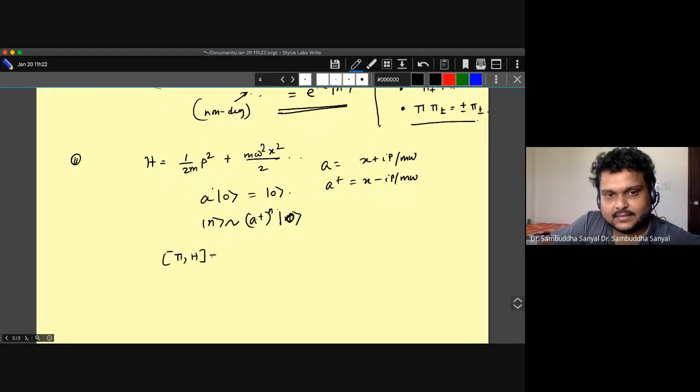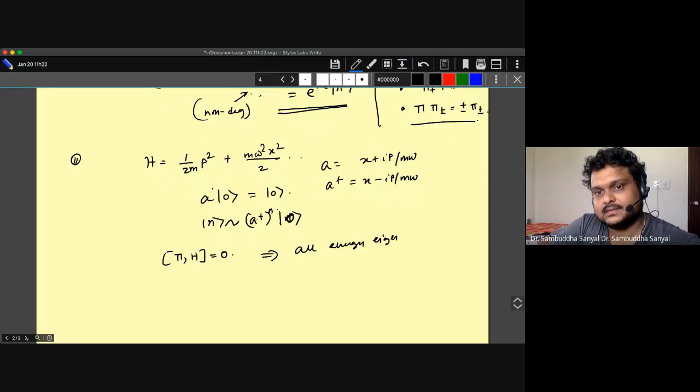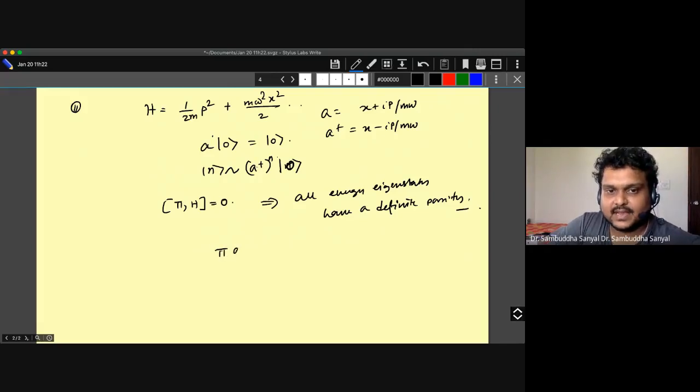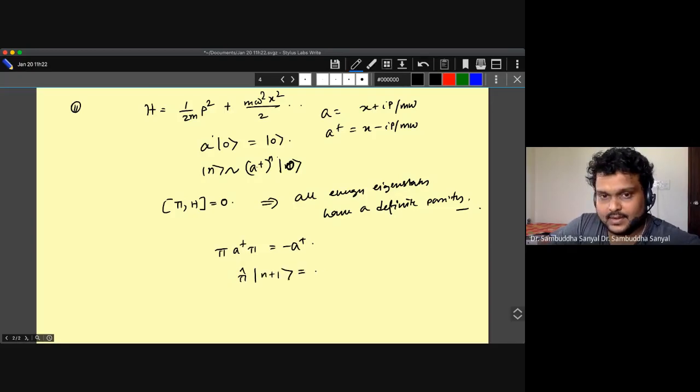pi commutes with H. So that means, because of this theorem, all energy eigenstates have a definite parity, and that means they are also parity eigenstates. It's easy to check, because I know that under pi, A dagger will become minus A dagger. But we also know that if I apply pi on |n+1>, I can write it as pi A dagger |n>, and this tells me it must be minus A dagger pi |n>.